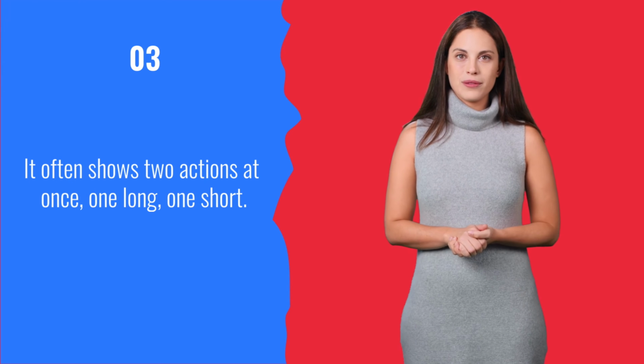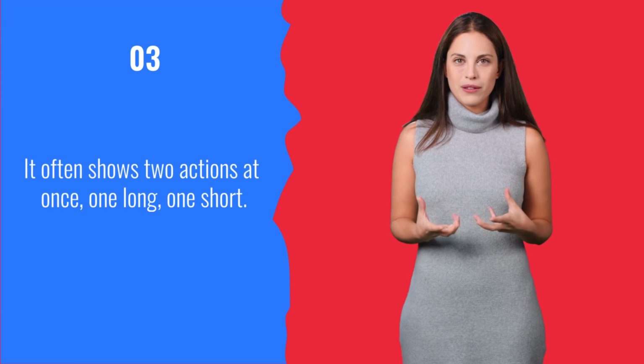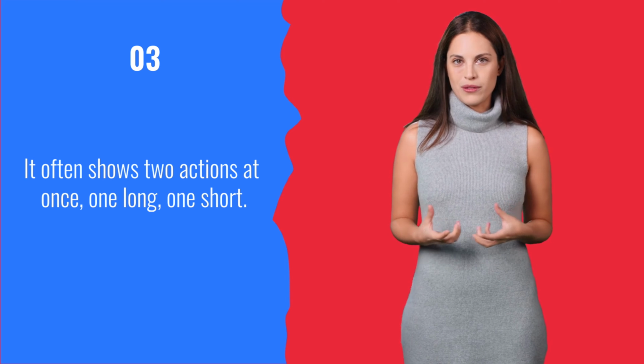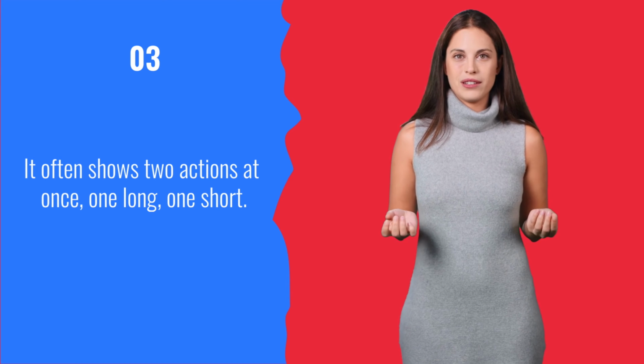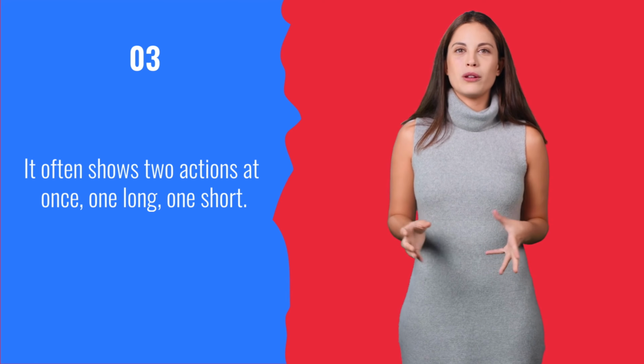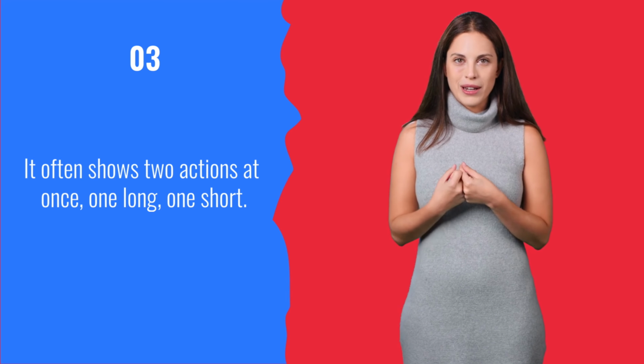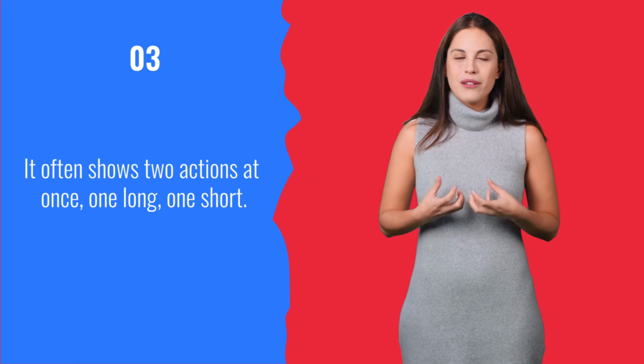Tip 3. It often shows 2 actions at once, one long, one short. This is one of the most common and useful ways to use the past continuous. You use it when one action was already happening, and then something else suddenly interrupted it.